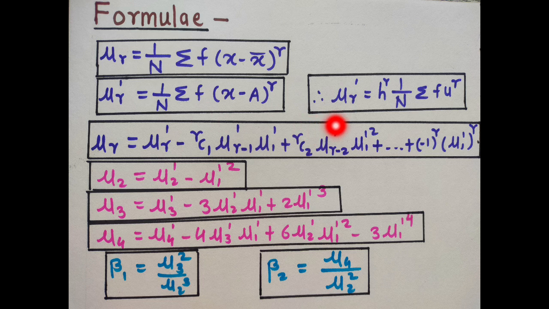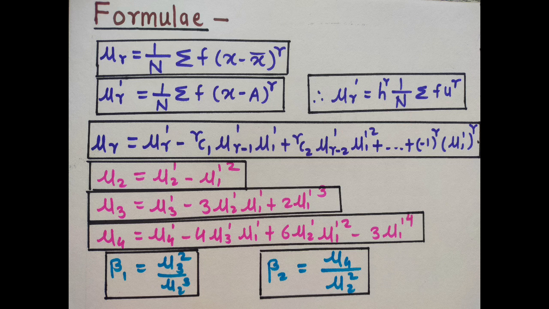Here is another formula for mu r dash, that is, mu r dash is equal to h raised to r times 1 upon n summation f u raised to r. In that, h is the class width, r is the moment which we want, and f is the frequency.